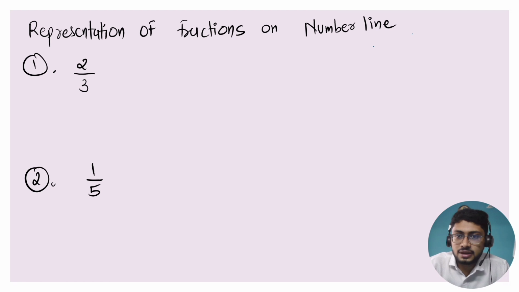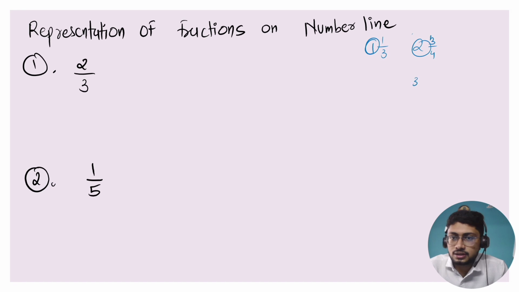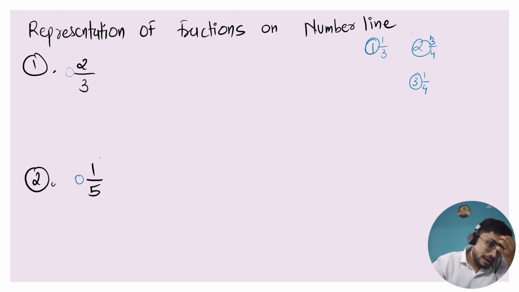Okay, if the number is like 1 upon 3, so 1 is here. If 2, 3 upon 4, 2 is here. 3, 1 upon 4, 3 is here. If nothing is there, 0. Okay, now 0 and something.